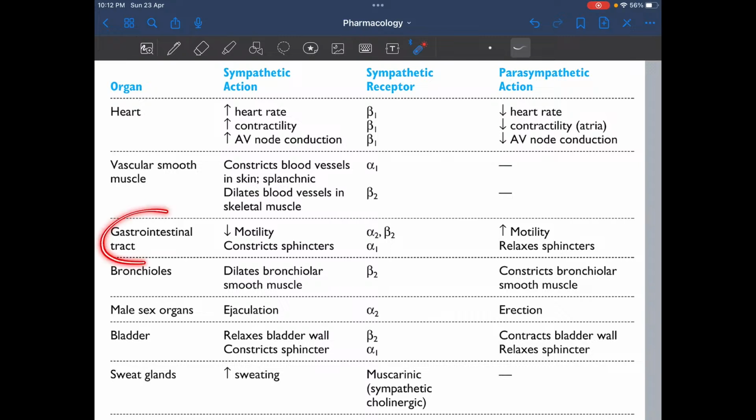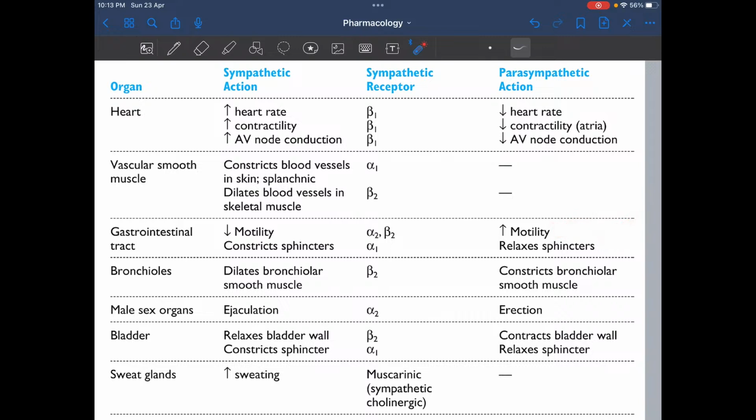Okay. What about the GI tract? Sympathetic action is mainly your fight and flight. At those times you don't want your GIT to function. You need to shunt all of that blood away to your other vital structures. Your GIT takes the least importance. So you would want to decrease your motility and constrict the sphincters. Whereas your parasympathetic nervous system is mainly the rest and digest system, so it's going to increase the motility and relax the sphincters.